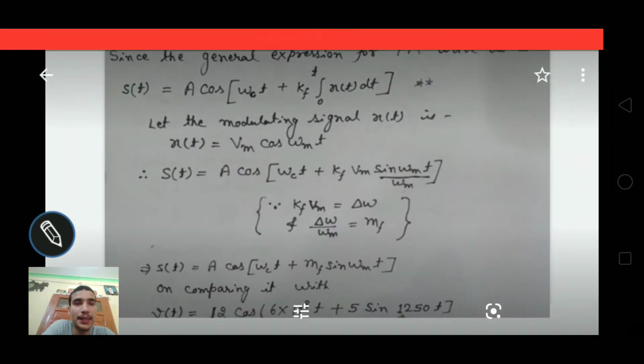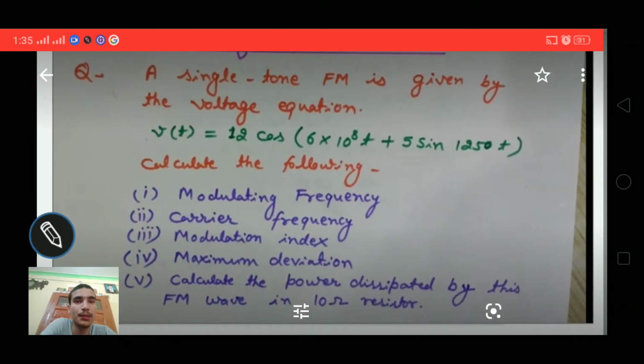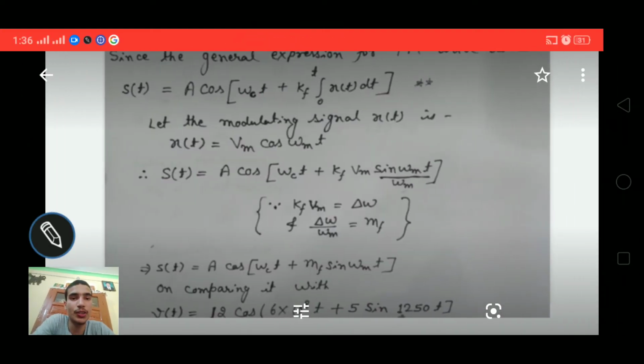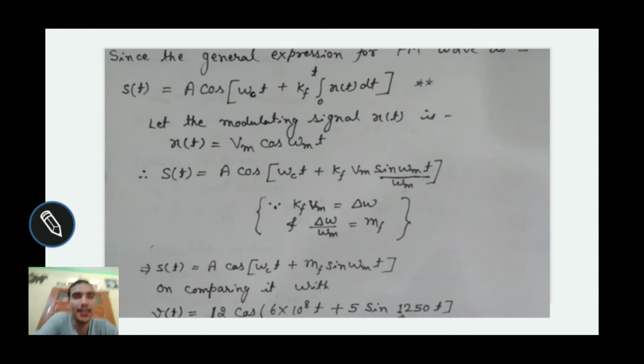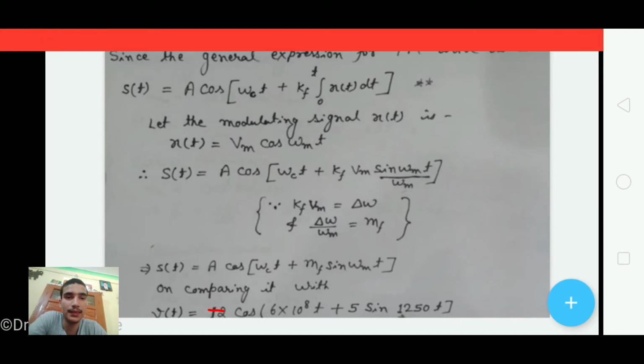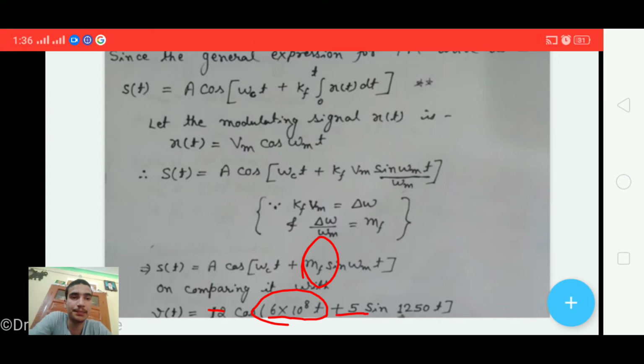Now by comparing it with our question, v(t) = 12 cos(6 × 10^8 t + 5 sin 1250t), we compare these two equations and we get A as 12, carrier frequency as 6 × 10^8, modulation index mf as 5, and omega m as 1250. So let's solve our question.